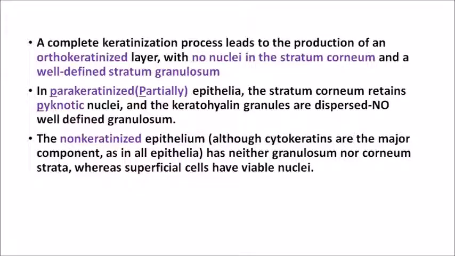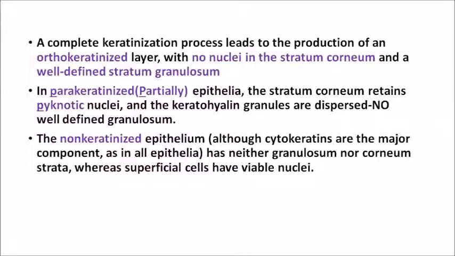Now, types of keratinization. A complete keratinization process will lead to the production of an orthokeratinized layer. What is the specialty of an orthokeratinized layer? First thing is it is a complete keratinization process. The features are there are no nuclei in the stratum corneum layer. We already said the stratum corneum layer does not have any mitochondria, any Golgi bodies and all that. It lacks a nucleus also. And it will have a well-defined stratum granulosum layer in an orthokeratinized epithelium.